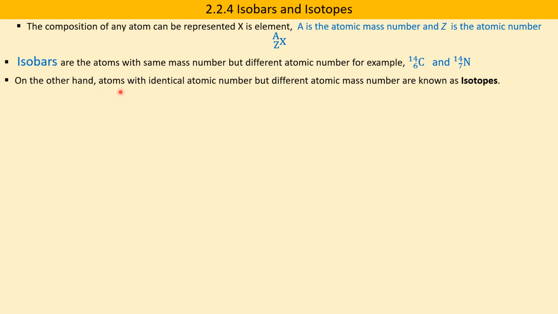On the other hand, atoms with identical atomic number, that is Z is the same but different A atomic mass number, are known as isotopes. Thus, isotopes will have the same atomic number but different atomic mass.